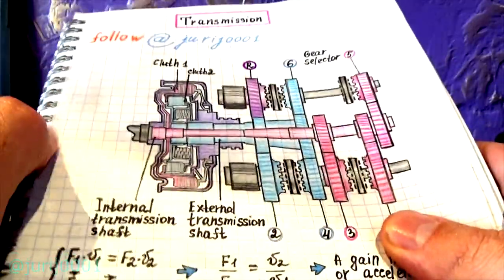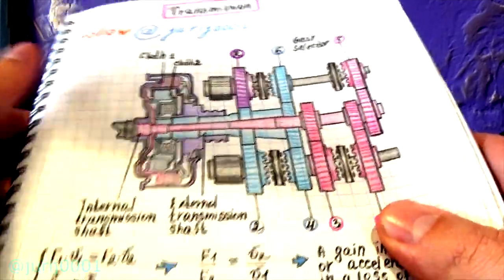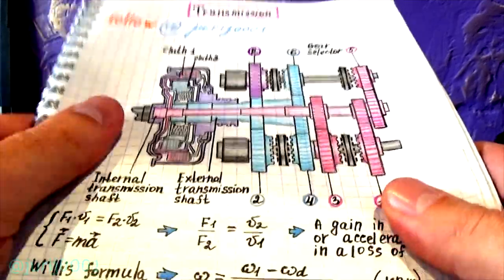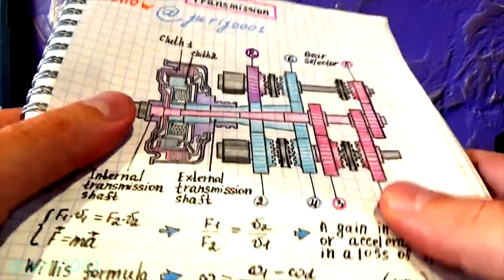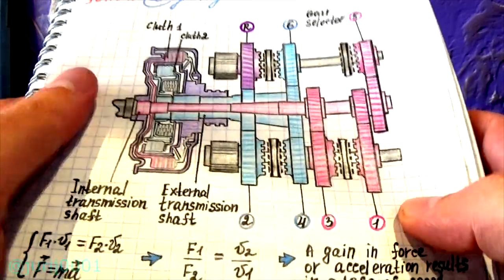So the next note is the transmission. What is the main purpose of the gearbox? The gearbox does not give any gain. If we win in speed, we lose in torque. A gearbox is needed for internal combustion engines.